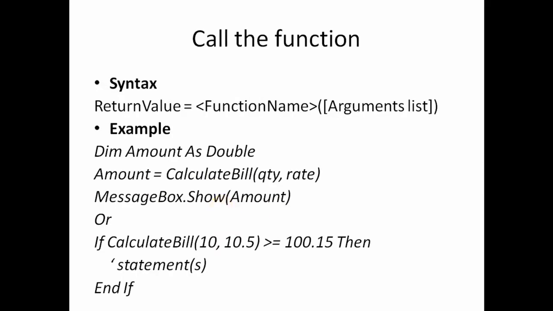Now after creating the function, obviously we need to call that function. So here is the syntax: return value is equal to function name and within parentheses the argument list. Over here we need to specify the variable which will handle the value that is returned from the function. So return value is the variable. Let's see an example. I have declared one variable, that is Dim amount As Double. amount is equal to CalculateBill, and within parentheses I have specified quantity comma rate, and after that I have displayed that amount variable within a message box. So this is the statement which will call the function CalculateBill.